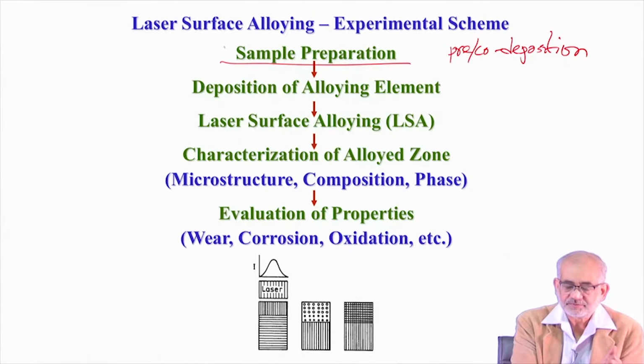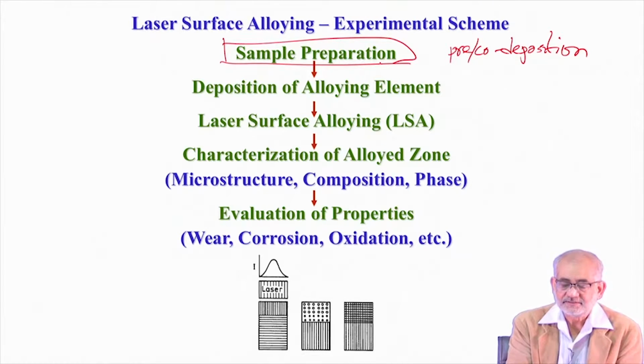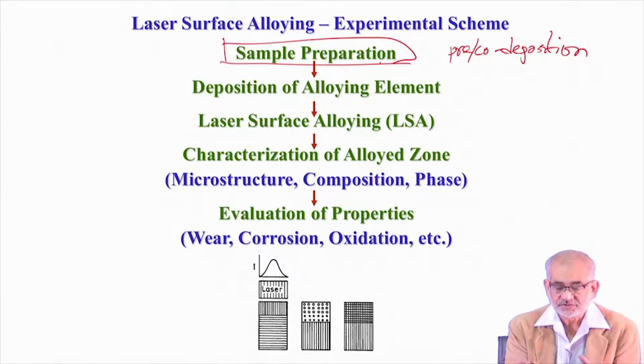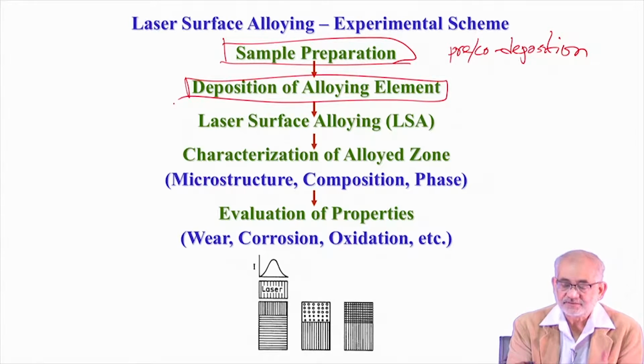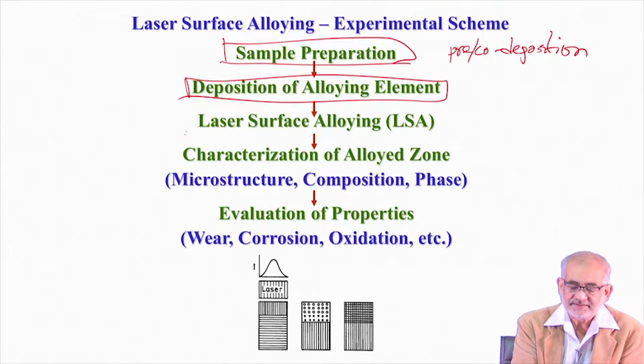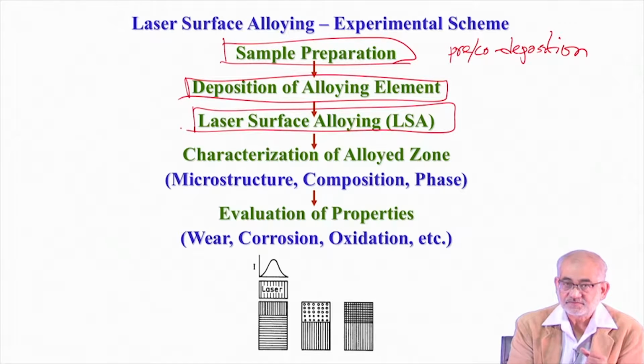So a certain amount of sample preparation is required, the so-called substrate preparation, surface preparation of the substrate. Then we deposit the alloying elements either beforehand or during the alloying process itself, and then we irradiate with the laser beam, and as we irradiate, the surface alloying takes place.